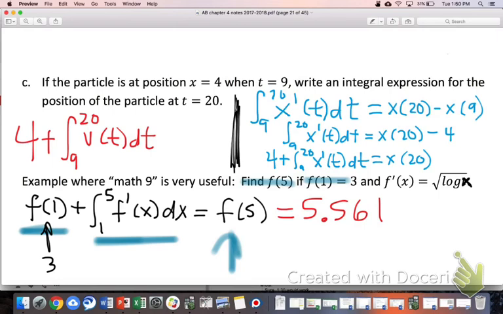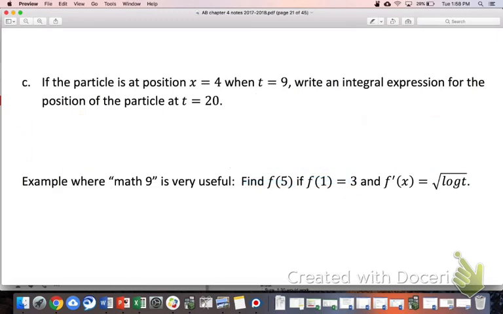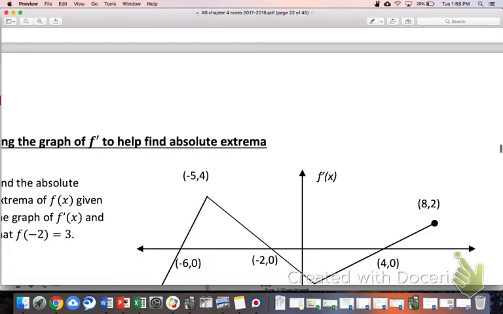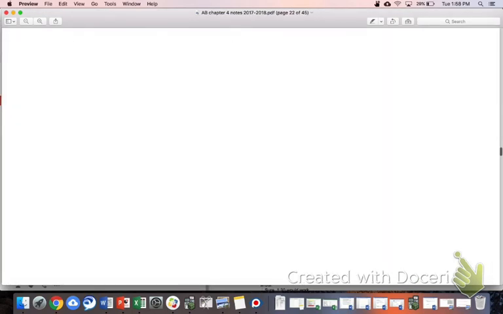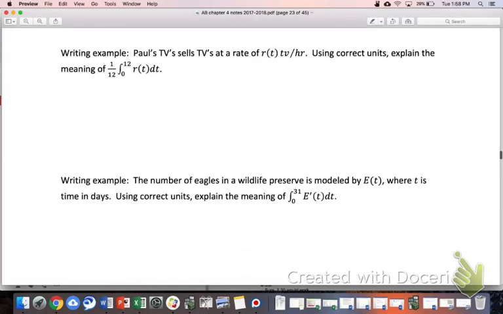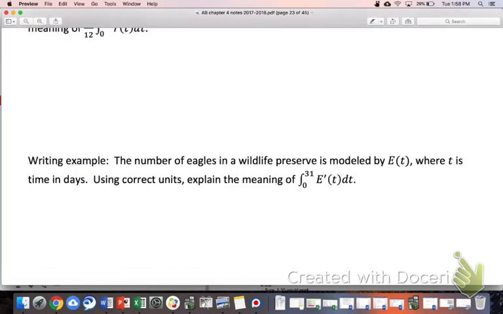Okay, so this is it for today. Skip over this one. Please, we'll save that for another day. But do not skip over this one. We're going to do the first one right here.